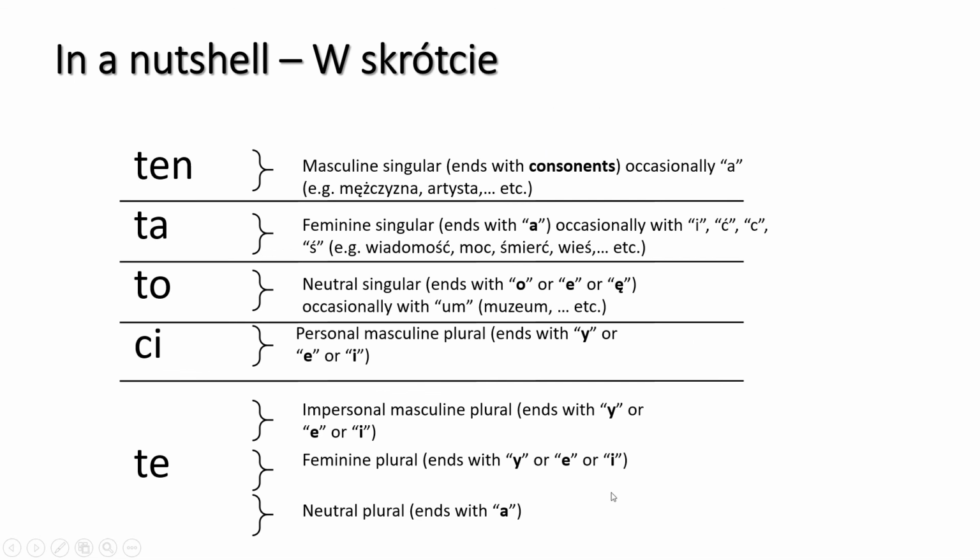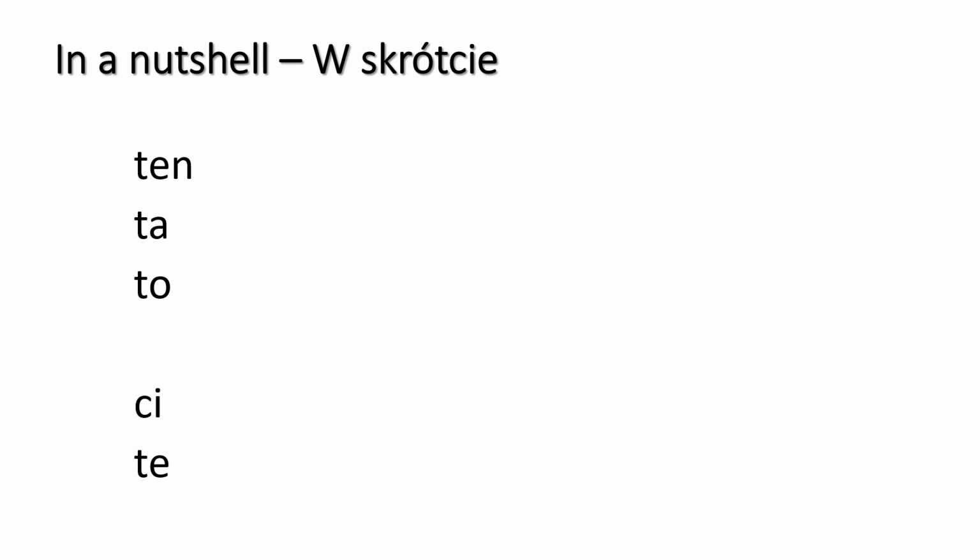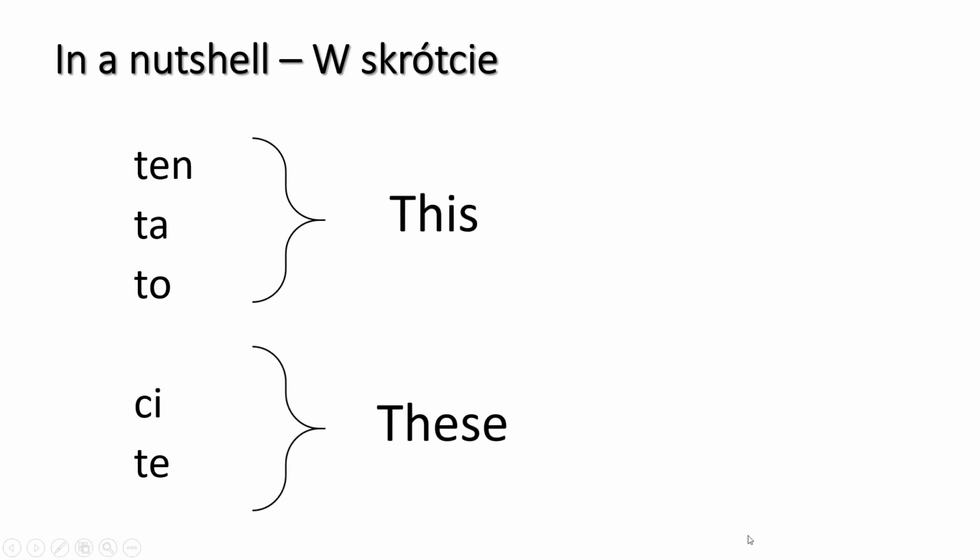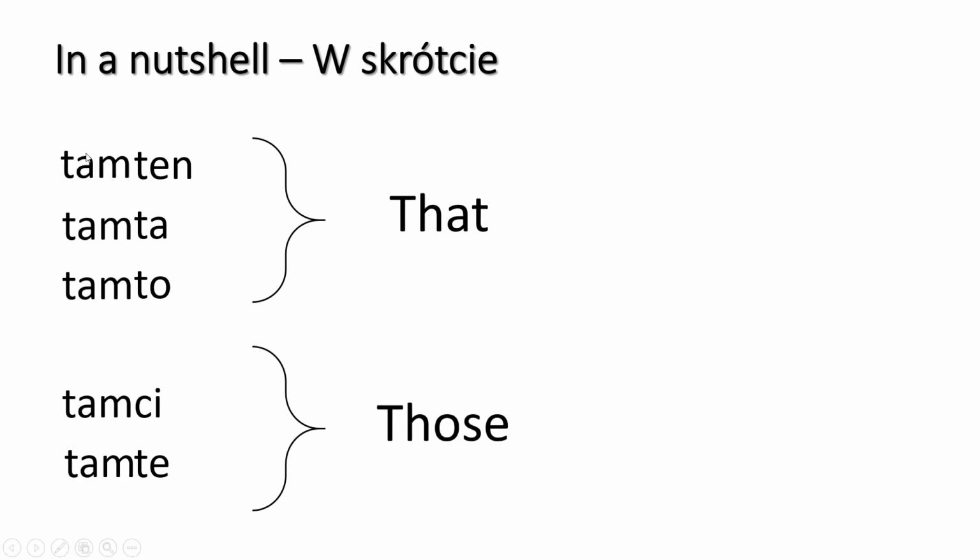You can take a screenshot or just keep on visiting to be able to know. So we talked about this. There's one more small thing to talk about, because this is this and these. Now if you want to say that and those, what you do, you add tam to it. Tamten, tamta, tamto, tamci, tamte. It means that and those, and that and those in English mean the things that are far away.